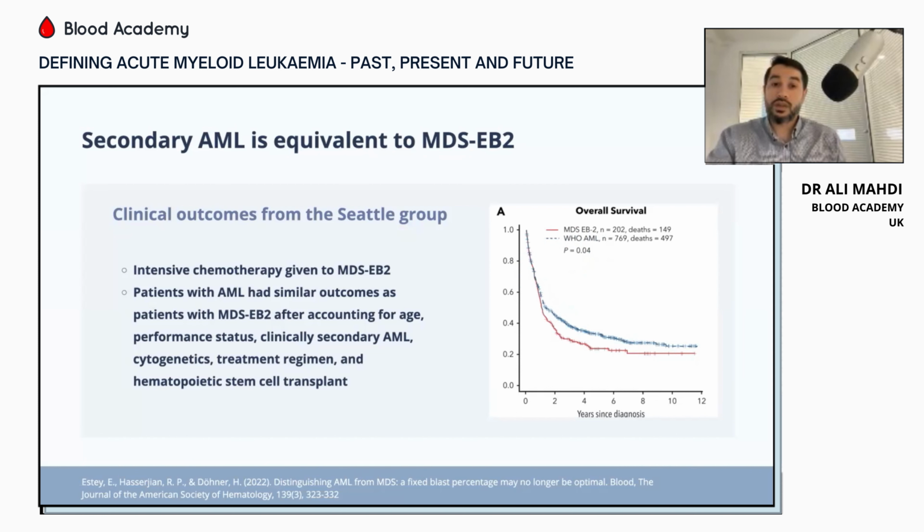So as well as saying that from a mutational profile there's no difference, this retrospective data, and I need to highlight that this is retrospective data, it's not a formal trial that was conducted, suggests that there is no significant difference between how patients are treated with intensive chemotherapy based on their blast percentage.